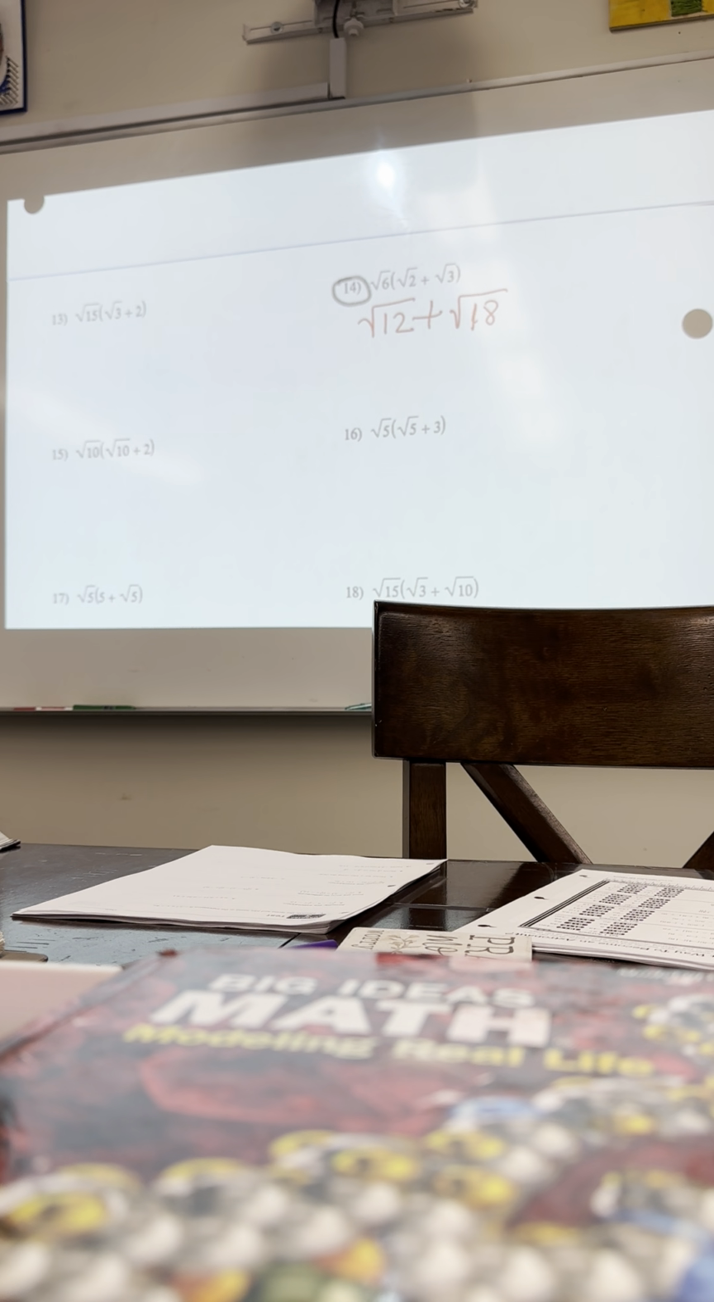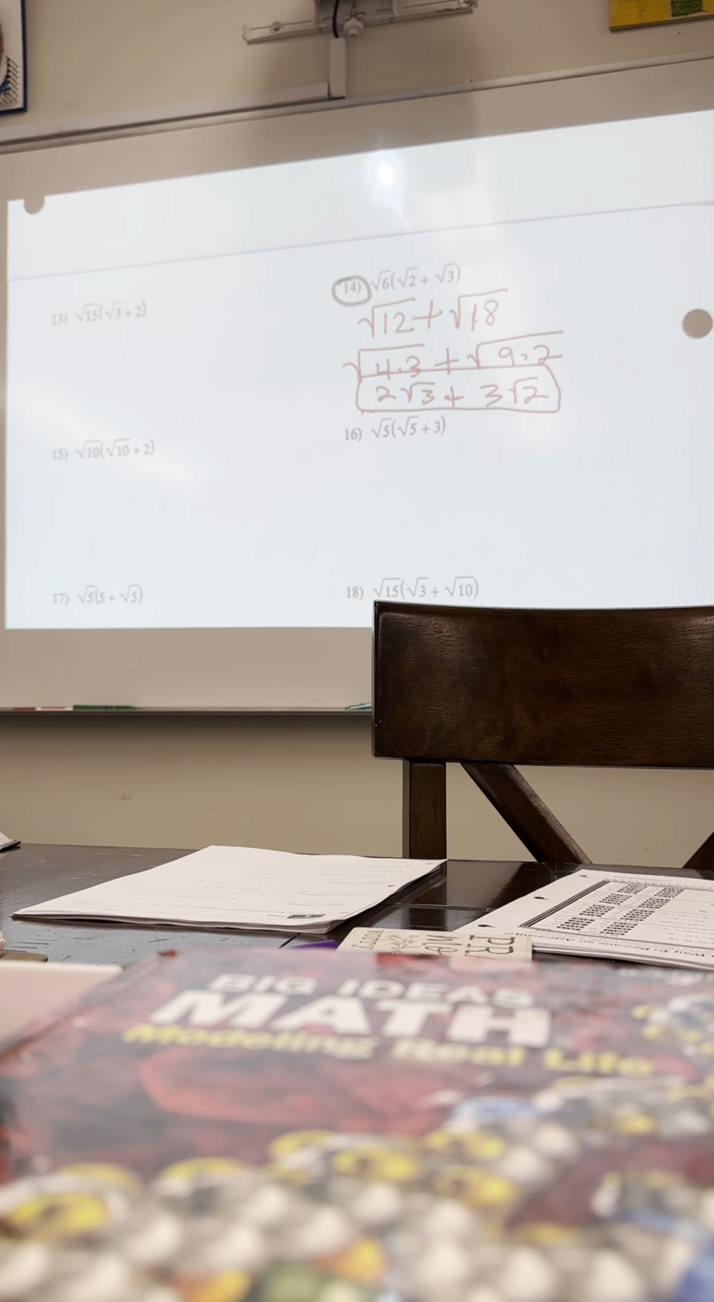All right, Blake, square root of 12, what is it? It would be 2 square root 3. So 4 times 3, 2 square root of 3. Good. Tell me square root of 18, Blake. It would be 9 times 2, so 3 square root of 2. Good. Can you add these? No. This will be your answer.